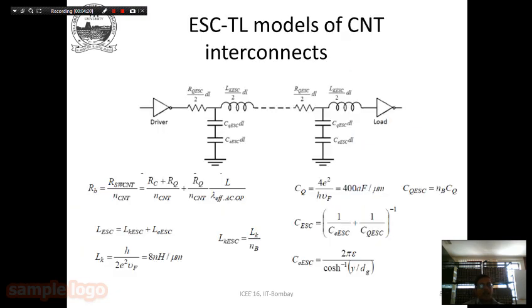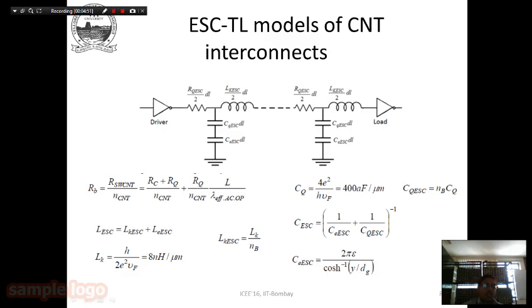Now we derive the equivalent single conductor RLC parameters to implement the transmission line models of CNT interconnects. The various RLC parameters include the quantum resistance, the bundle resistance, using the distributed RLC parameters, including the quantum capacitance, the kinetic inductance, and the magnetic inductance, and also the electrostatic capacitance between the bundle and the ground.